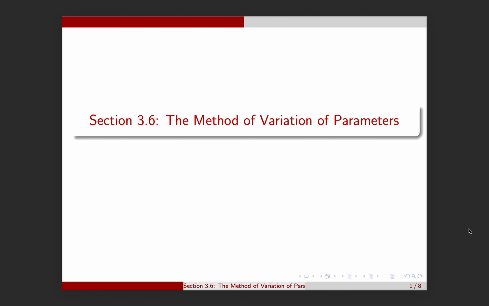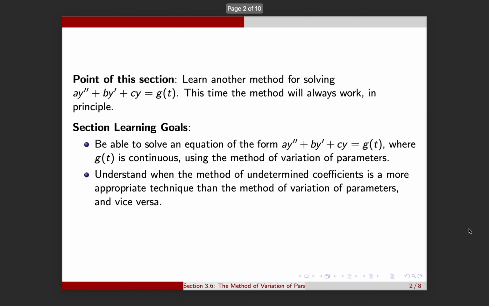So today we're going to cover section 3.6, the method of variation of parameters. I will try to make this as brief as possible because it's boring to watch a long video. The point of today is to solve the same kind of equations we were solving in section 3.5, but using a different method, this time using a method that always works, even if there's not an exponential or a trigonometric function on the other side. This method works as long as what's on the other side is continuous. That's the only condition you need.